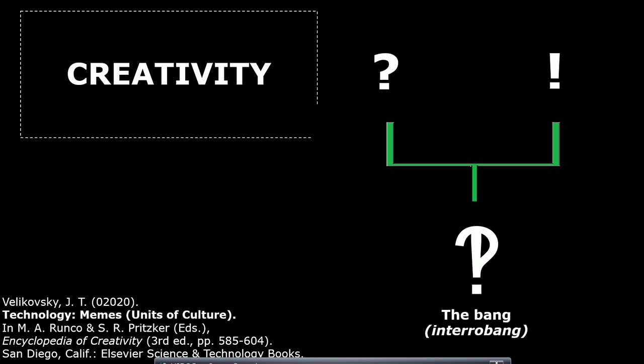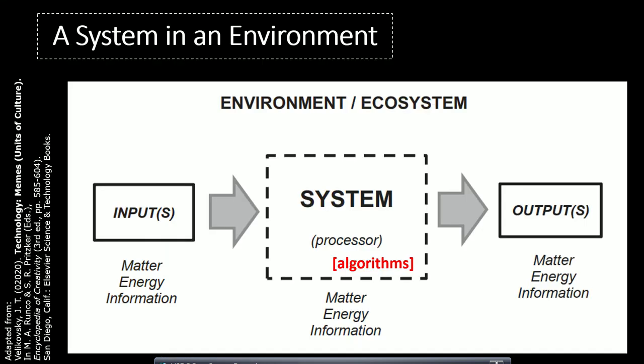So, a quick systems theory discussion. Systems are very simple. There can be a black box if you don't know what's going on inside, which is full of processes, which are algorithms. Systems have inputs and outputs, and they exist in an environment, and they're made of matter, energy, and information. That's it. Pretty easy, really.